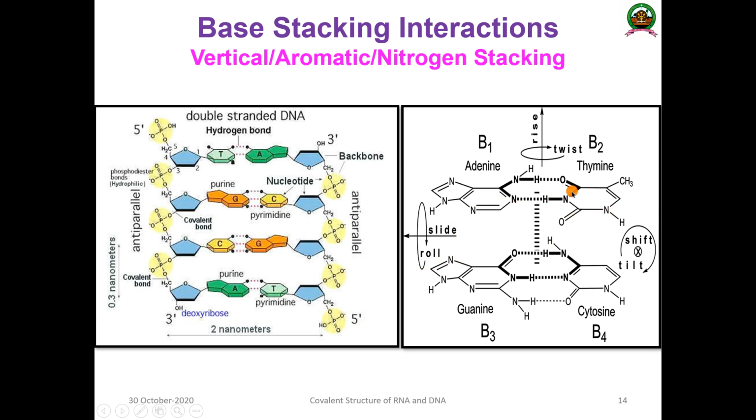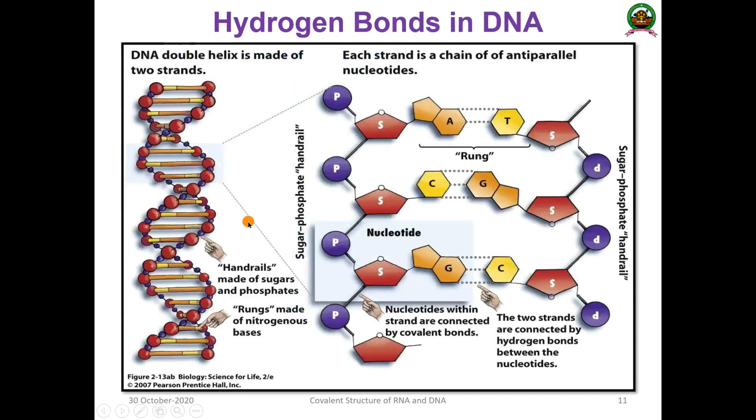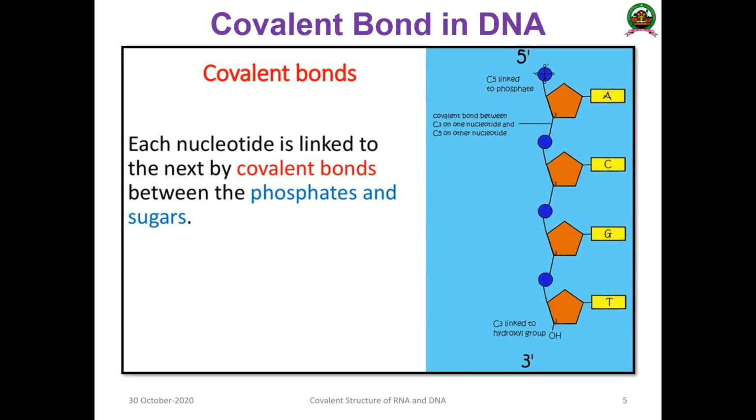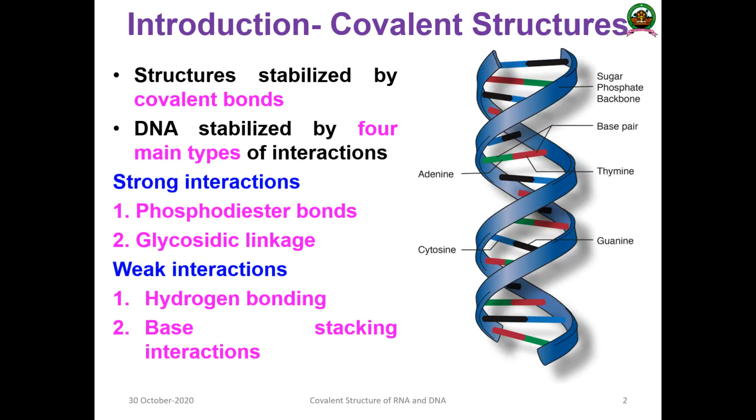Due to this particular lone pair, they will try to tilt each other. Although this is an interaction, they'll try to tilt each other. Due to this tilting, the shift and tilting of this particular nitrogen from this one with this one, and this one with this one, and so on, gives the DNA a typical spiral double helical structure. Here you can see typical.